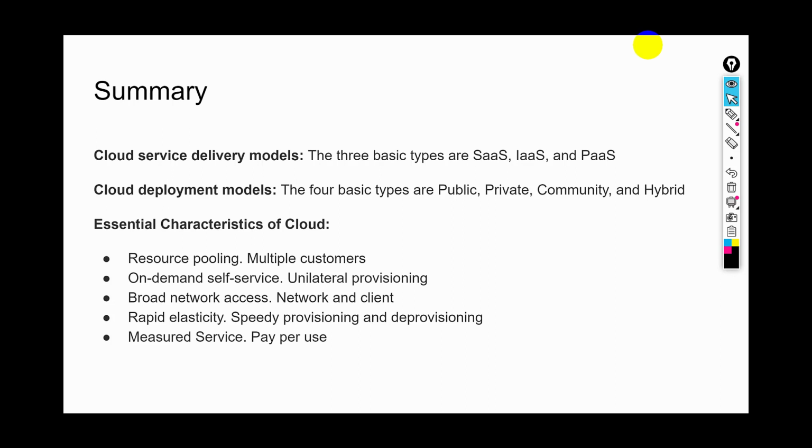Essential characteristics of cloud. We discussed that in the beginning. Resource pooling, multi-tenant, multiple customers. It's on-demand self-service, like a gas station or a petrol pump where you can go in and serve yourself whenever you want. I can drive down at 1 o'clock in the night, and not in most countries, but in the US you can go and put gas in your tank. And broad network access. I talked about different interfaces that you can use to access that application. Rapid elasticity, speedy provisioning and deprovisioning, measured service, pay per use. You can actually have a lot of cost savings because you're just doing pay per use.